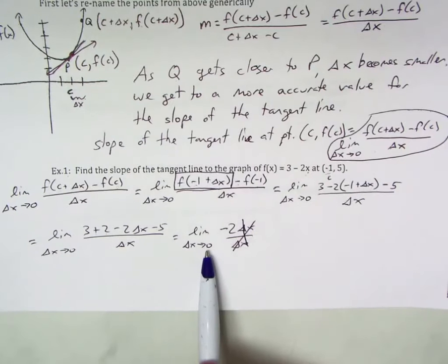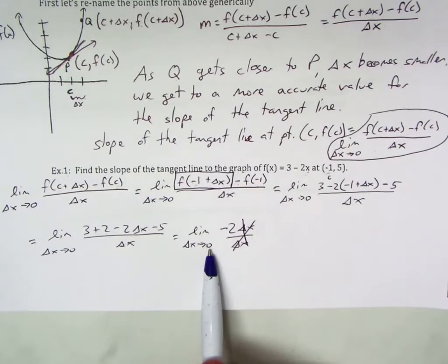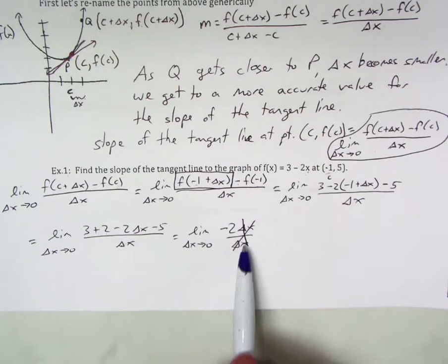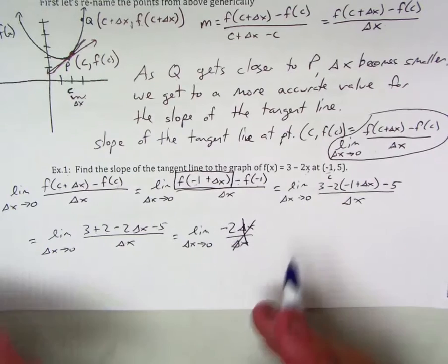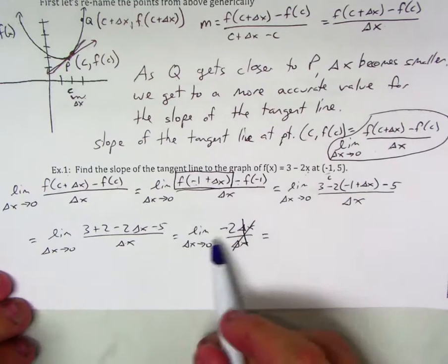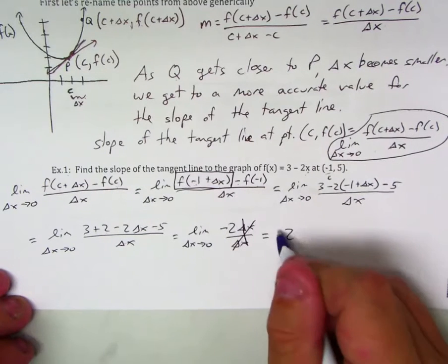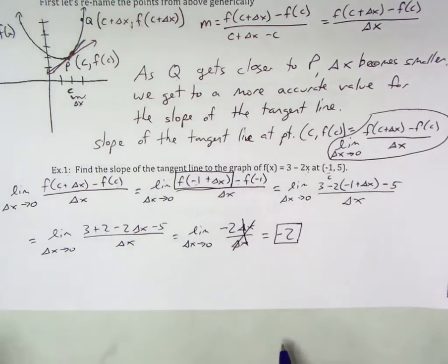Now you can apply the limit. We're going to plug 0 in for any delta x we see, which is none, and what we have is just negative 2. Remember, if you have the limit of a constant, it just equals the constant. Negative 2.